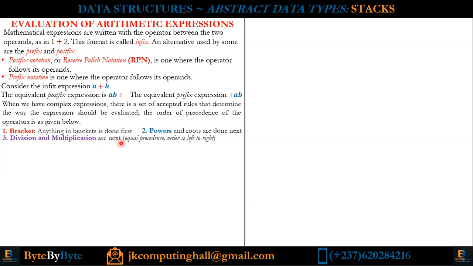Division and multiplication are next. They have equal precedence, and the order is left to right. What does this mean? Very pertinent. If I have division and multiplication, they are of the same precedence. We move from left to right, meaning that if I have division first before multiplication, I perform the division. If I have multiplication before division, I perform the multiplication. It's not that division is always before multiplication. No, they are of equal precedence, and we read from left to right.